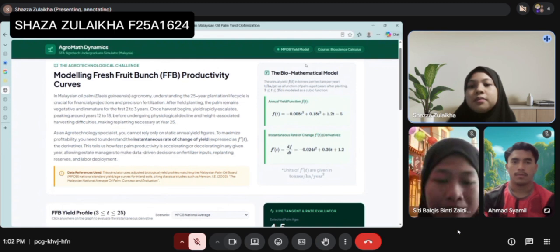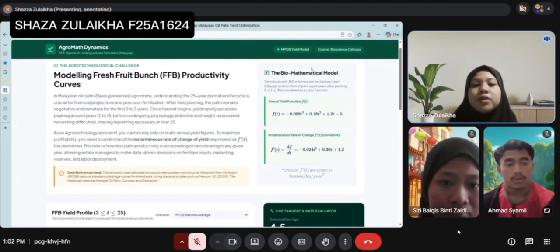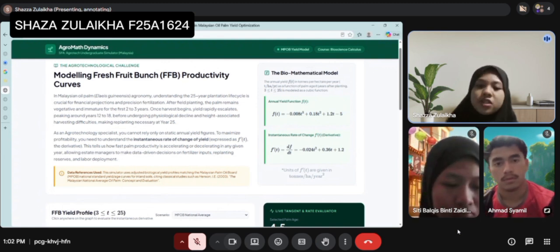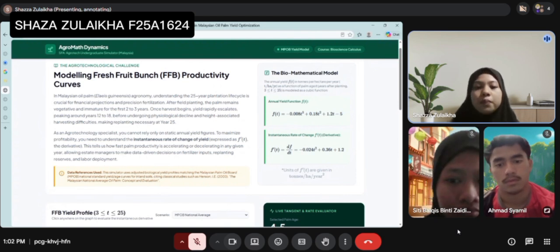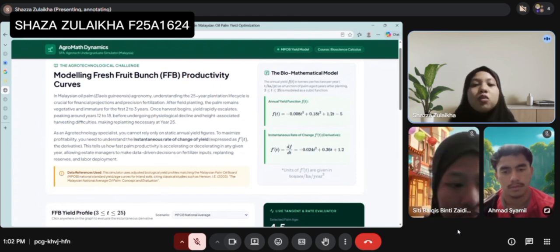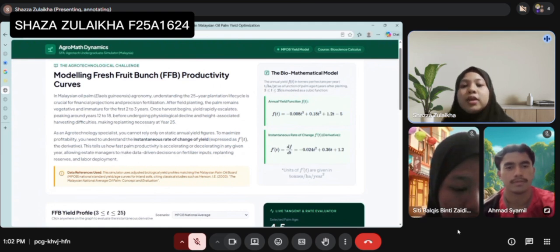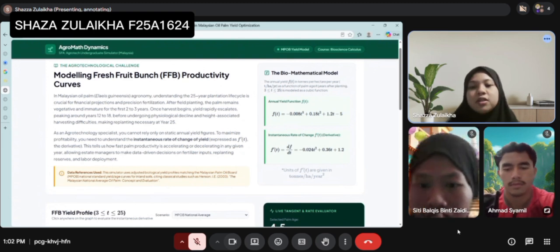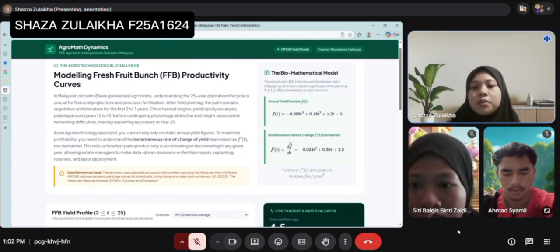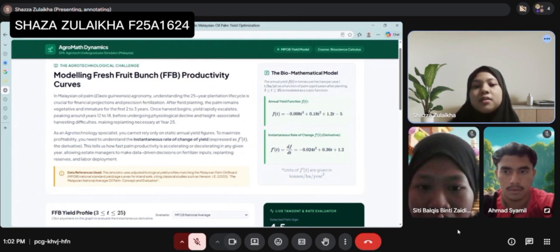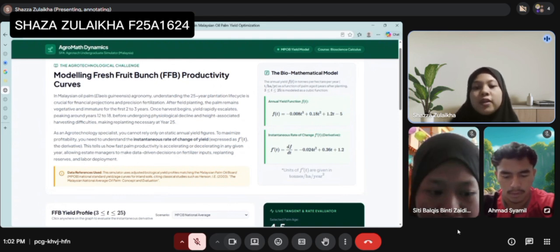This section presents the mathematical function used to represent annual oil palm yield. The cubic equation models how yield changes according to palm age. Below it, we can also see the derivative equation. The derivative measures the instantaneous rate of change of yield and shows whether the productivity is increasing or decreasing at a specific age.